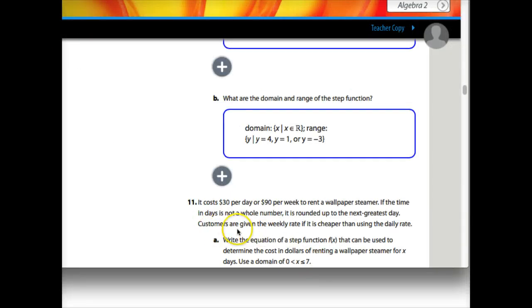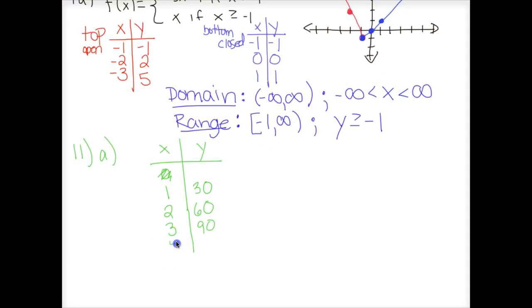And it says customers are given the weekly rate if it's cheaper than using the daily rate. So that means for 4, the daily rate would be up to 120, but they're going to be given the cheaper value. So all up through 7, the value is going to be 90. So that tells you how to write your step function. So we say f of x is either going to equal, because they're all constants, 30, or 60, or 90.